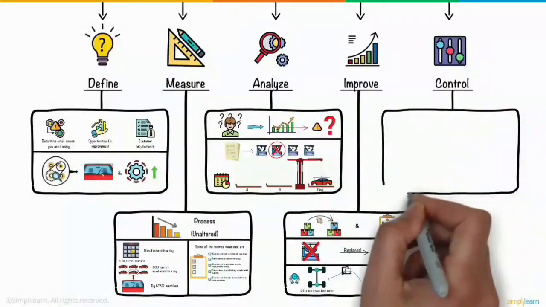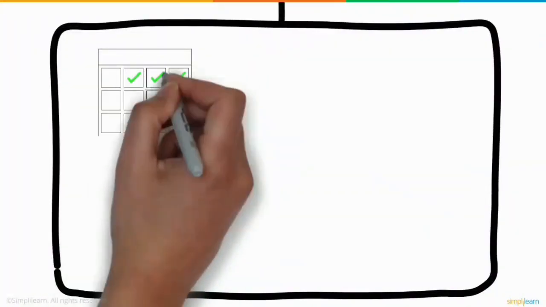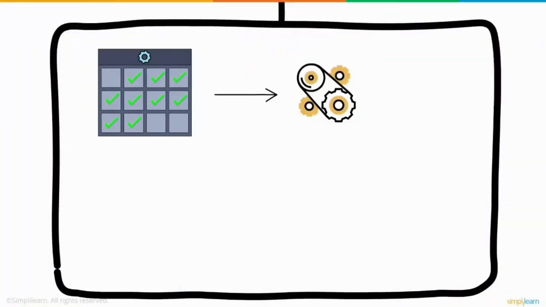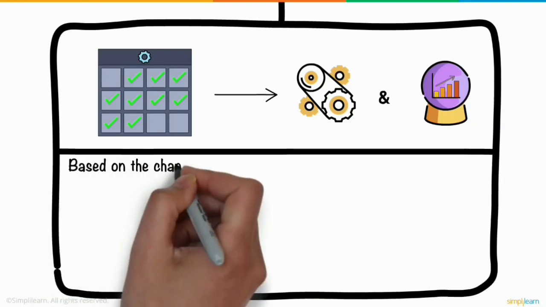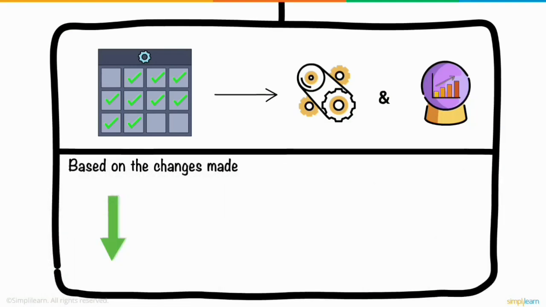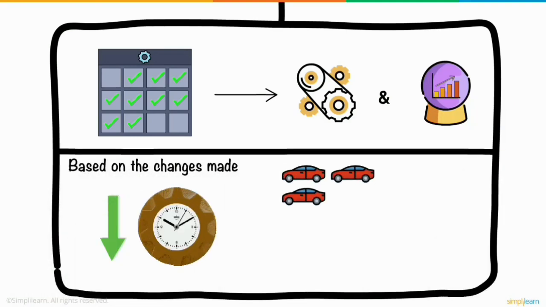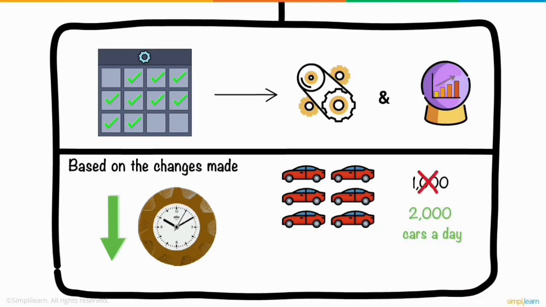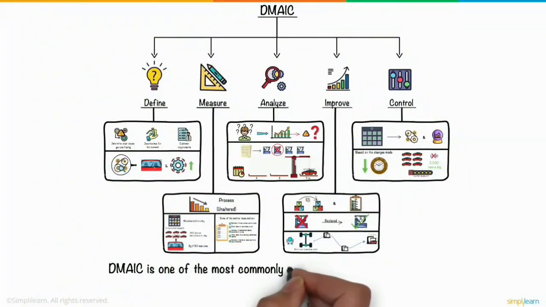And finally, in the control phase, you make regular adjustments to control new processes and future performance. Based on the changes made, the company was able to reduce production time and manufacture about 2,000 cars a day with a higher quality of output. DMAIC is one of the most commonly used methodologies in the world.